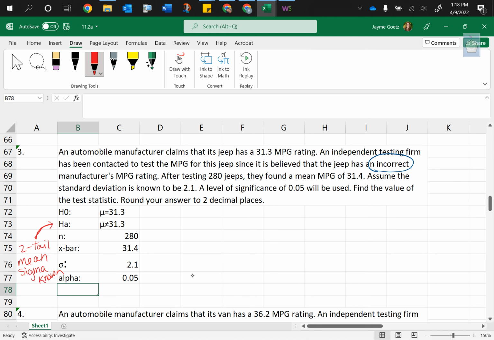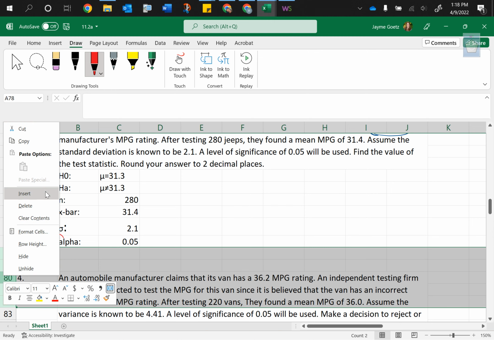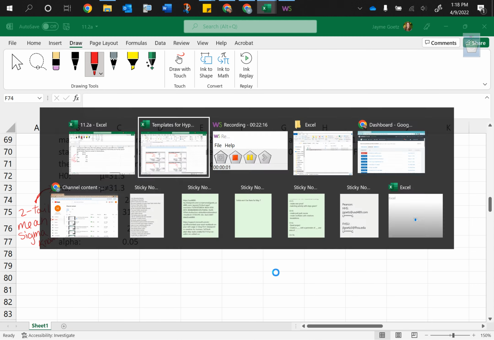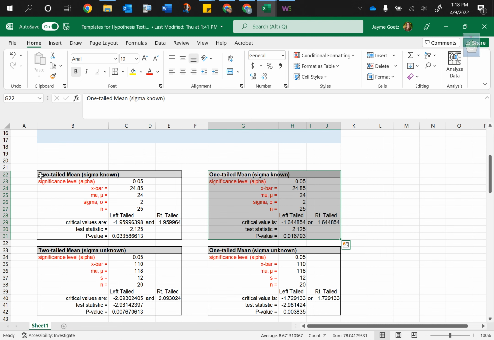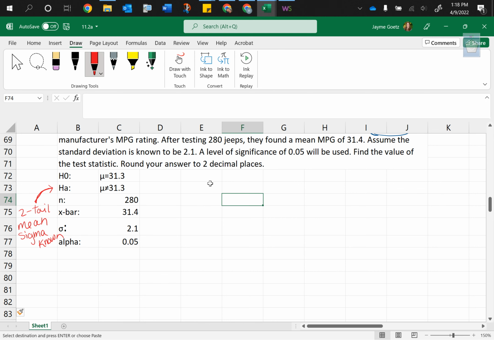Now before I go copy the correct template, I know there's not going to be enough room in here, so I'm going to go ahead and highlight below it. Highlight some rows below it, and I'm going to go ahead and click Insert because I want some space. Then I can go back to my templates, and I said two-tailed mean sigma known. So here's what I got. Highlight the whole table, including the title, copy it, and come back over here, and we're going to paste it in here.